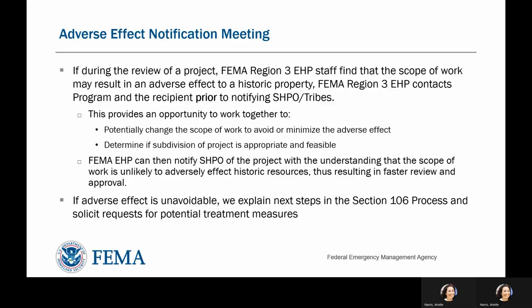For instance, if a project has multiple components written to it and only one of which is an adverse effect, it may be possible to separate the components of the project which do not comprise an adverse effect from the one which does. If a solution to avoid or minimize the adverse effect can be reached this way, the scope of work can be formalized with these changes and SHPO notified of the work. Through this method, it is most likely that the adverse effect would be avoided altogether. If the scope of work cannot be changed and the adverse effect is unavoidable, we will explain next steps in the Section 106 process to the applicant and solicit requests for potential treatment measures.